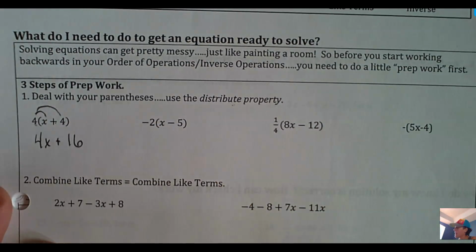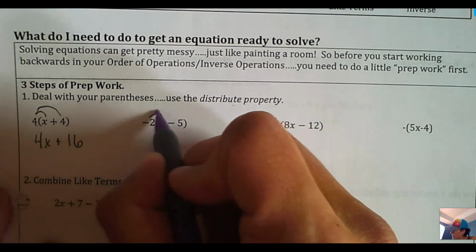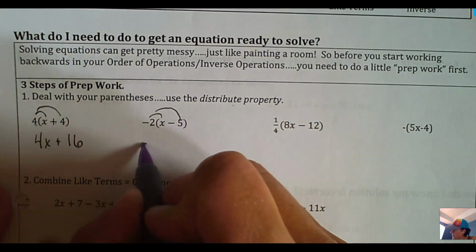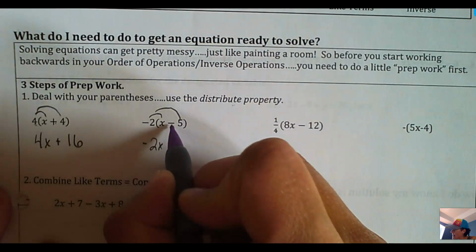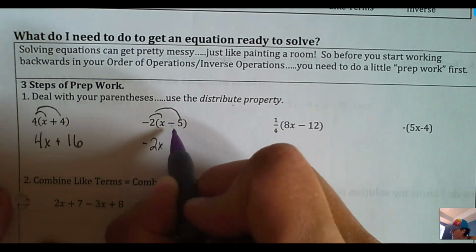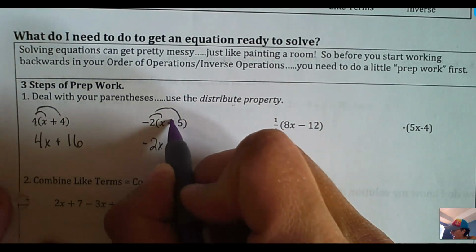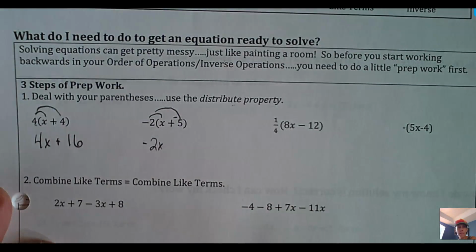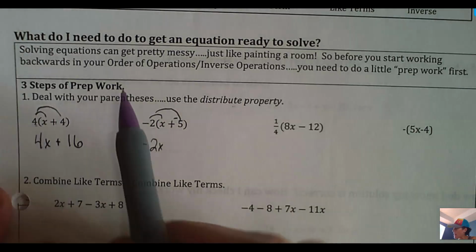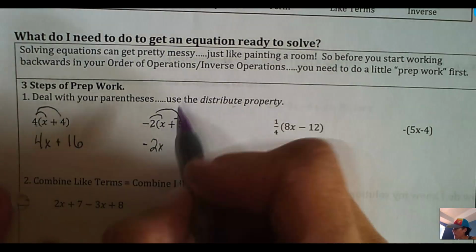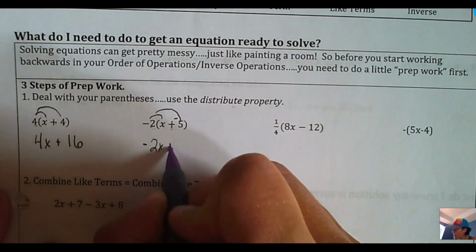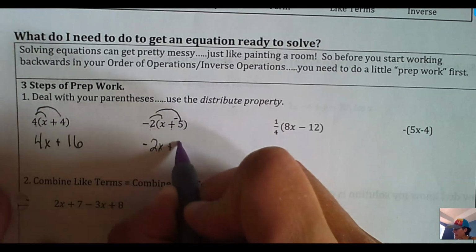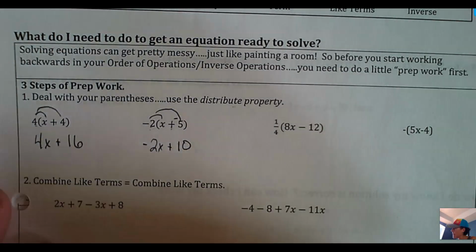Distribute. So here I get negative 2x, and then this subtraction, I like to do this thing where I add the opposite, okay? Because I work much better with addition than I do with subtraction. So I'm going to take negative 2x, which I have, bring down my plus sign, and a negative times a negative is a positive. So I'm going to get positive 10.